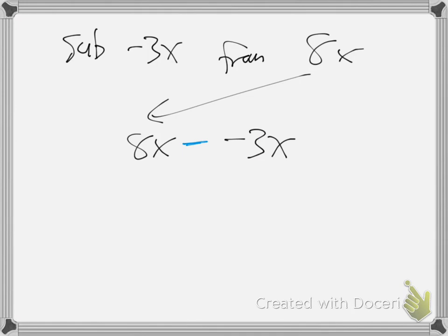Yeah, good question. So if it says subtract a negative, it's actually going to be add, isn't it? So it'd be 8x plus 3x. It'd be 11x, wouldn't it? Because two negatives head-to-head become adding, right? Two minuses make a plus when they're head-to-head like that. We good? Yeah, so that's a good question.